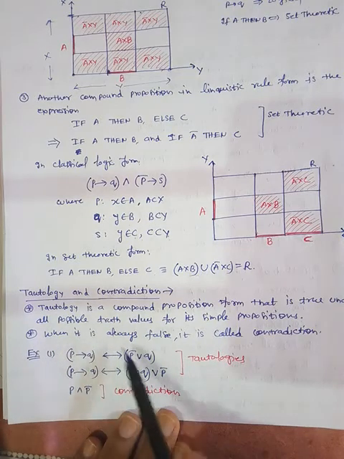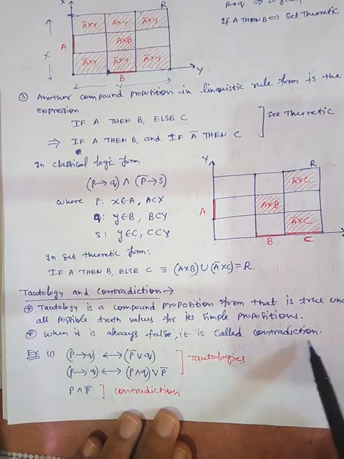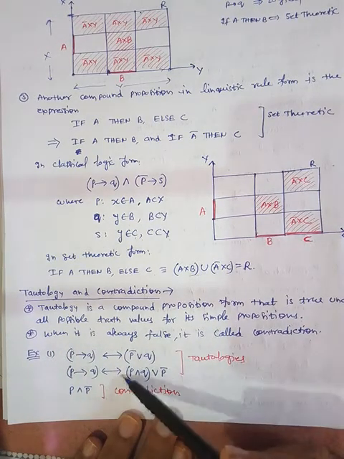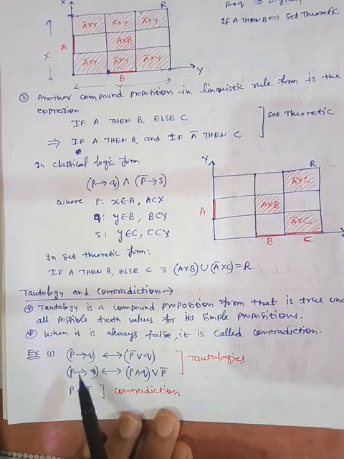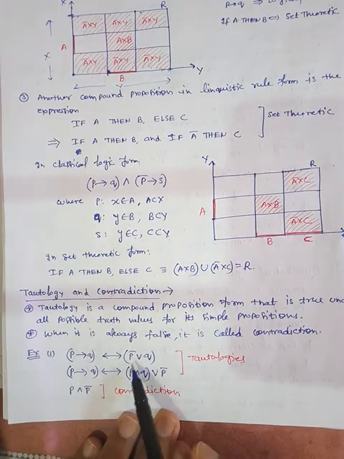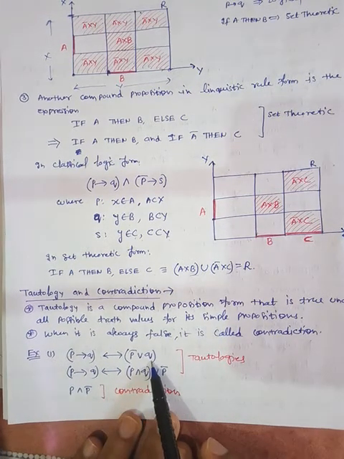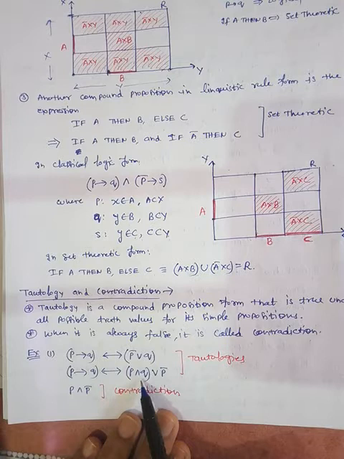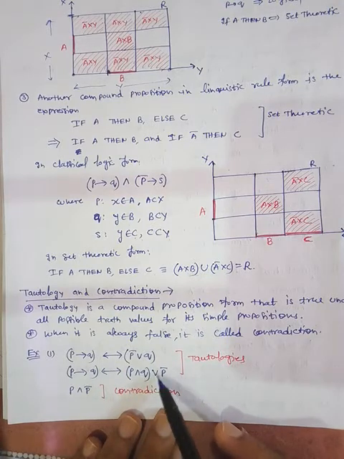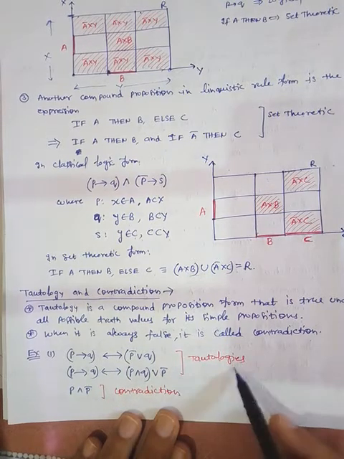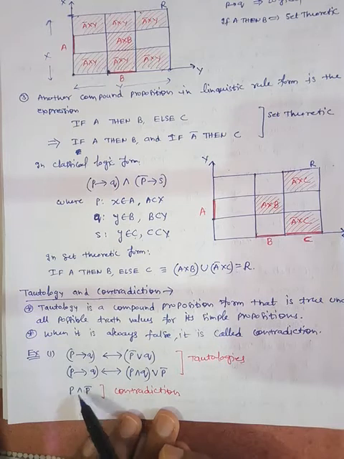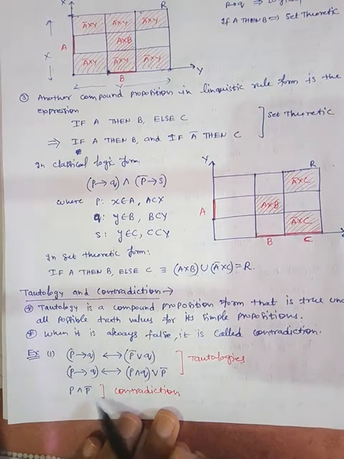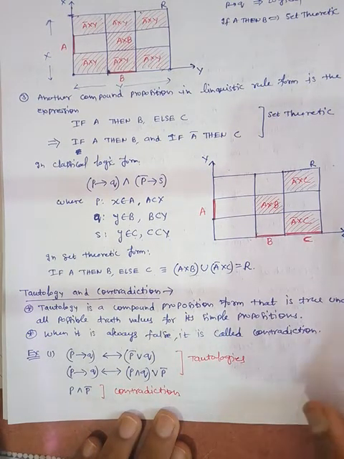When it is always false, it is called a contradiction. Here we have three propositions. P implies Q is equivalent to P bar join Q. This is a tautology. We will see. P implies Q is equivalent to P meet Q join P bar. This is also a tautology. And this, P meet P bar, is a contradiction. Let us see all these three.